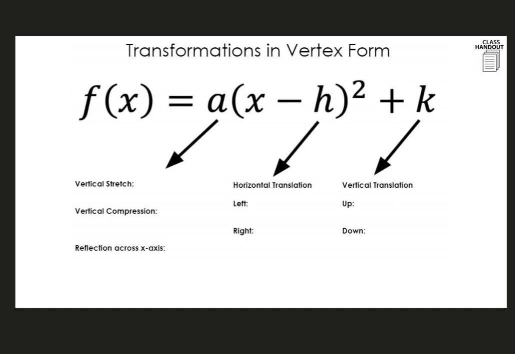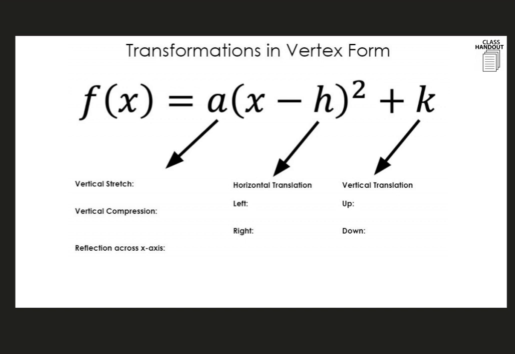So here we have a quadratic written in vertex form, y equals a parentheses x minus h squared plus k. In previous lessons, we've learned that a affects the concavity of our parabola. We know that h is the x-coordinate of our vertex, also the axis of symmetry, and k is the y-coordinate of our vertex. But what we're going to learn today is how a, h, and k are in terms of transformations from our parent function y is equal to x squared.